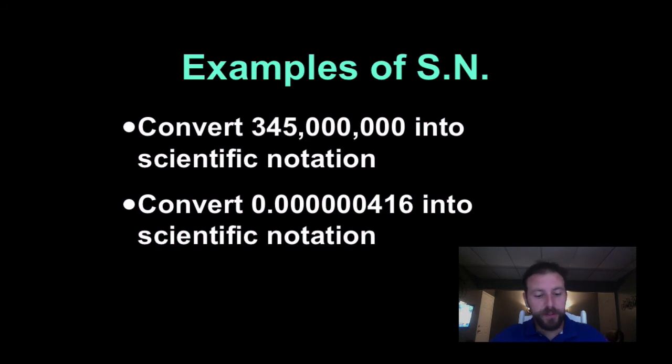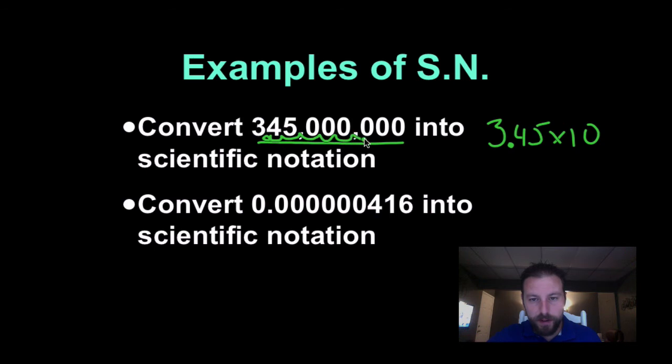Here are some more examples of scientific notation. We want to convert 345 million into scientific notation. The first rule we said is we have to get the decimal point so there's only one number before it, so it would be 3.45. And then we always have times 10. Now we have to count the number of spaces we moved. So here's 3.45, so we go 1, 2, 3, 4, 5, 6, 7, 8. So 3.45 times 10 to the 8th. It's really not too bad.